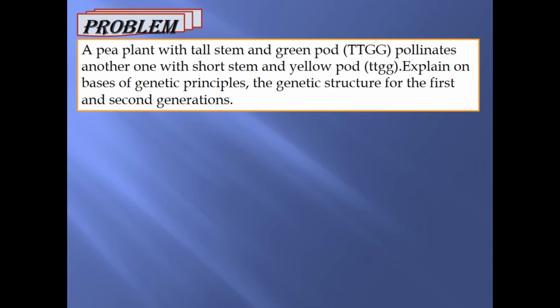Now we have another problem to illustrate Mendel's second law, but I will leave the answer of such a problem to you: to find what are the genotypes and phenotypes of the individuals which are produced from the first generation and the second generation of such crossed plants.